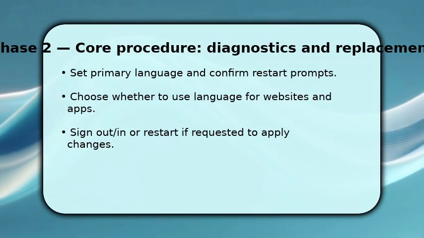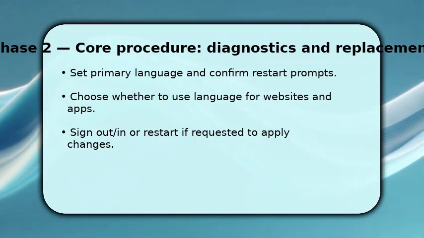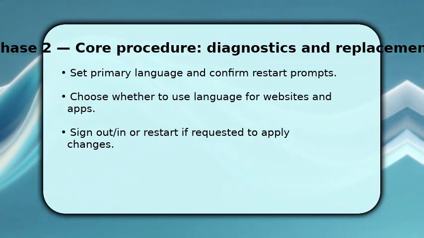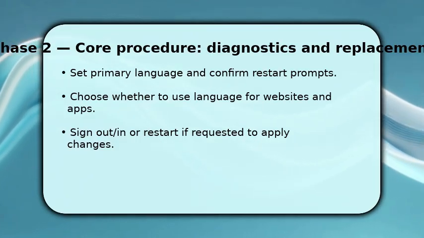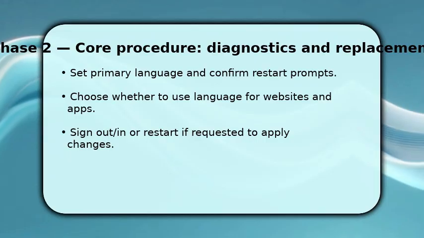You can also choose language preferences for websites and individual apps. Check app language under each app's info page or in System Settings apps. If an app doesn't follow the new language, force quit and relaunch it.